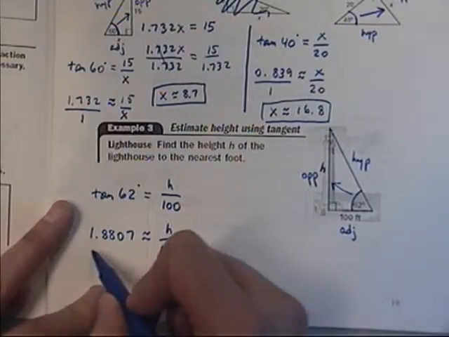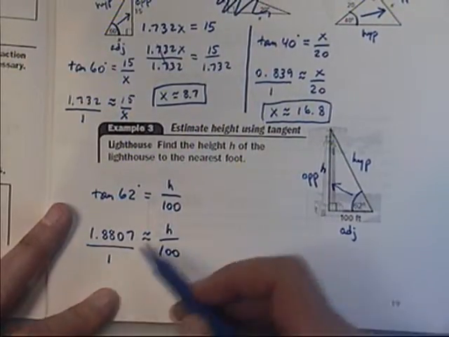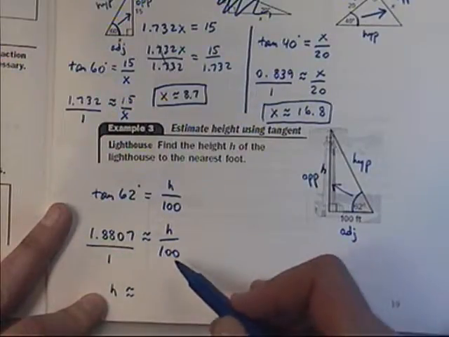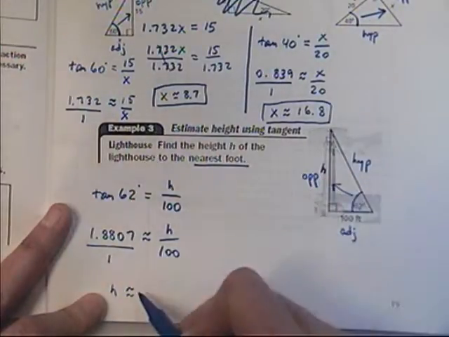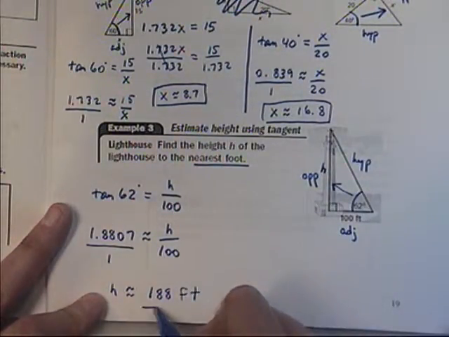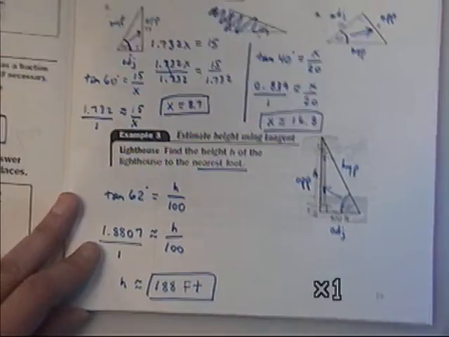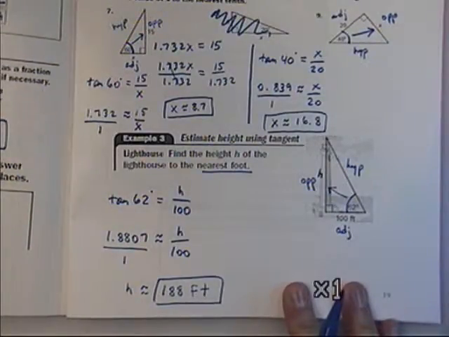And now I cross multiply. I can write that over 1 to make it a fraction. So 1 times h gives me h, and 1.8807 times 100, if I round it off to the nearest foot, gives me 188 feet. Okay, so at this point in time, if you'd like to pause the video to make sure you've gotten all your notes written down, please do so.